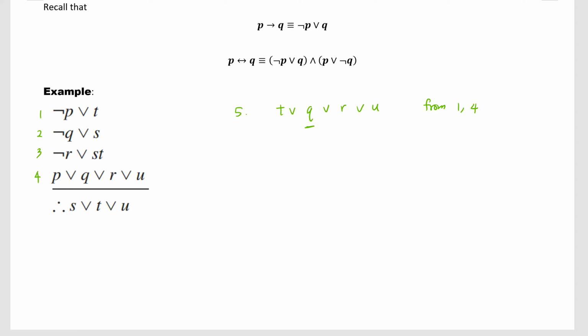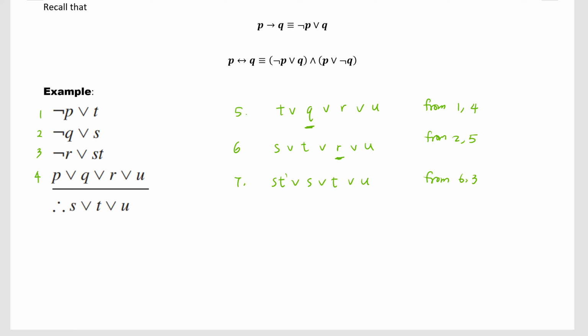And then, oh, I can cancel the Q. So from number 2 and 5, we can cancel the Q. Then we have S, T, what's left? R, U. Okay, and furthermore, with 3, we can cancel the R. See, this R and 3. So from 6 and 3, we get the R canceled. So we have S and T, or S, or T, or U.